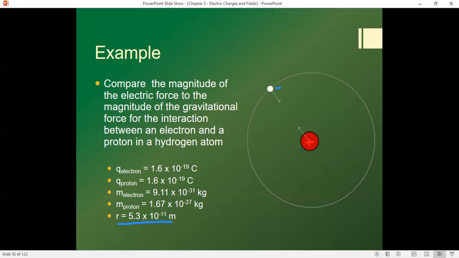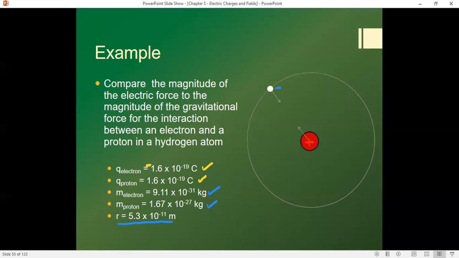Of course, we know the mass of the proton, the mass of the electron, and we have the charge on each. I've left off the negative from the electron because, again, the positive versus negative only really matters when we're worried about direction. We're not worried about direction here. We understand the electron is going to be pulled inward toward the nucleus.